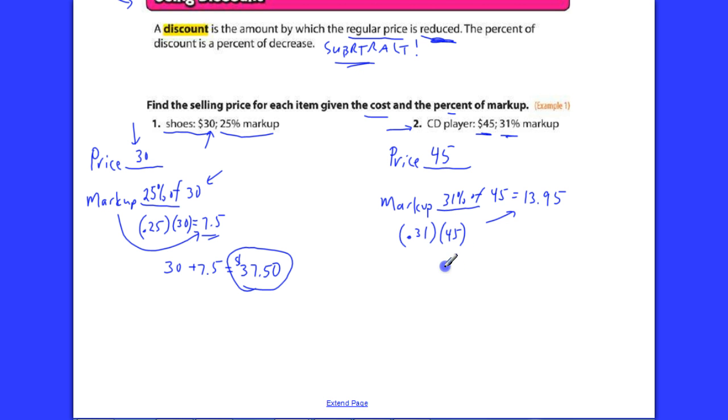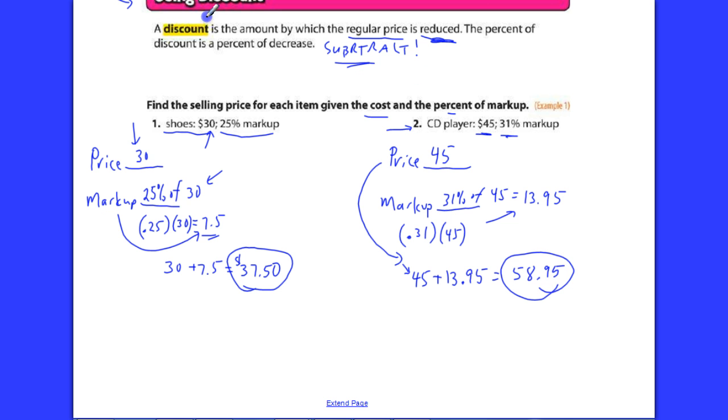We're just going to add that to the original price: price plus the markup. The price was $45, plus we're going to add in $13.95. You put that in your calculator, and that comes out to be $58.95. So there it is. That's the price after the markup.